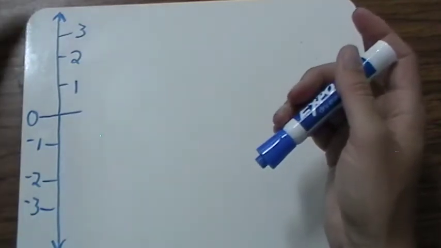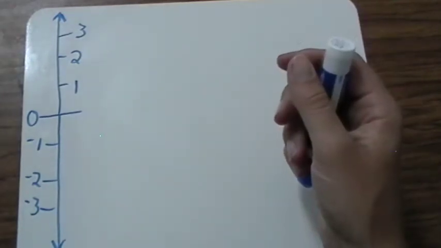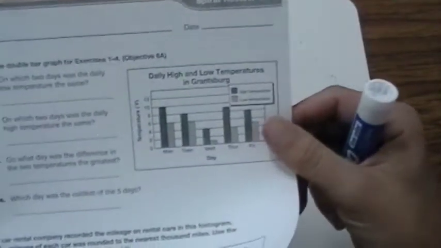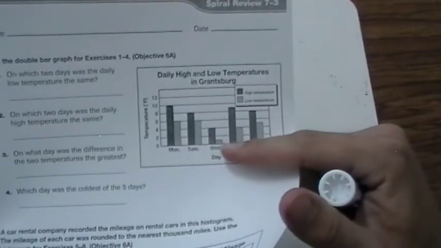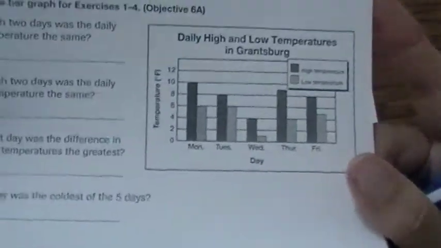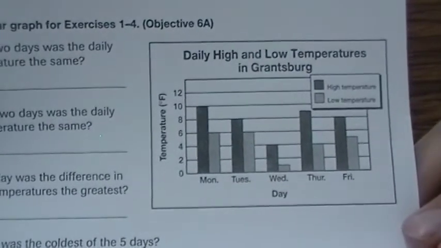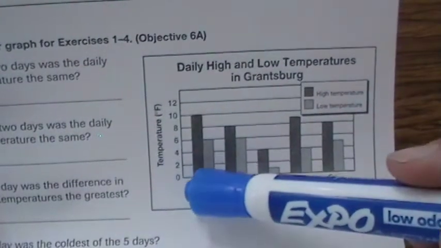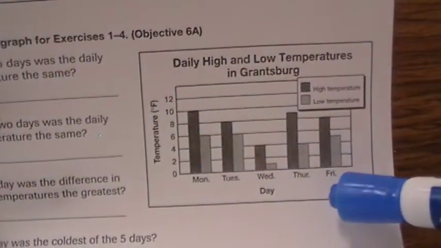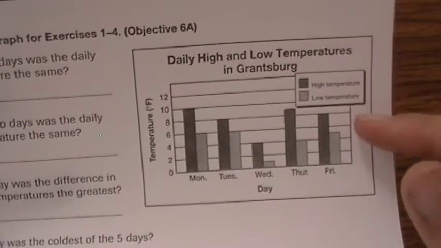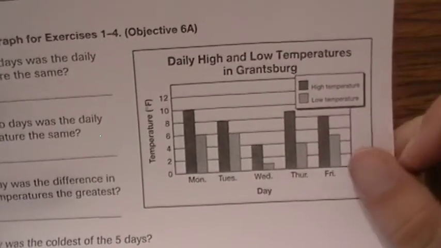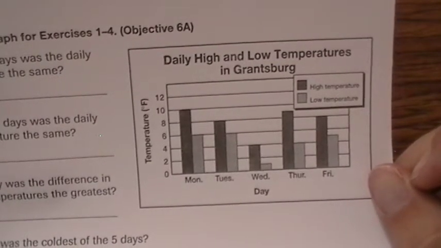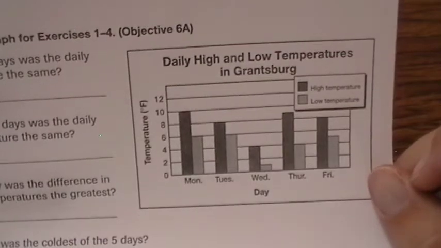All right, the next thing we're going to be talking about is double bar graphs. Okay? Here's a double bar graph on your sheet. Now a double bar graph, if you look carefully, tells me on one side the temperature going up from 0 and the day of the week. It tells me the average high temperature and the average low temperature. So looking at this, what was the highest temperature on this graph?